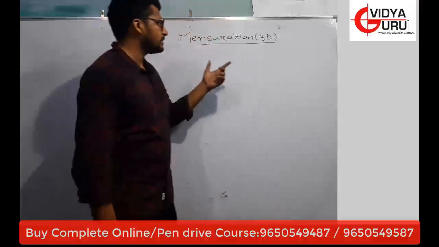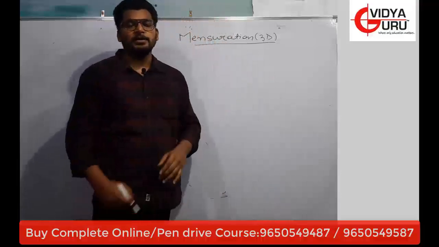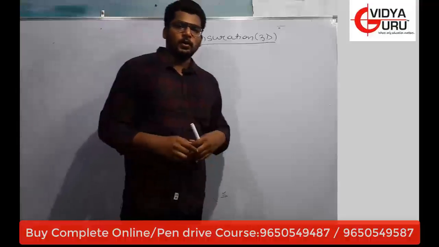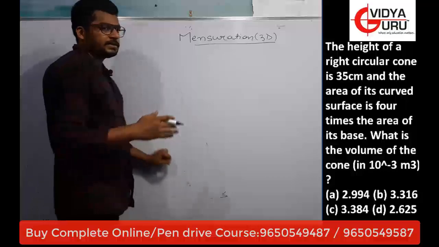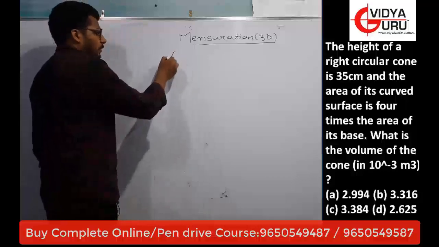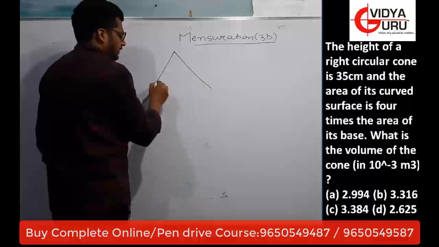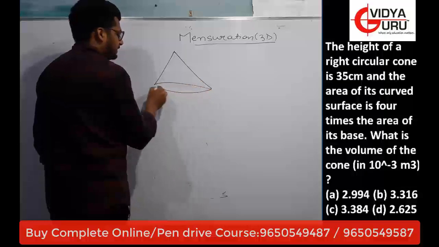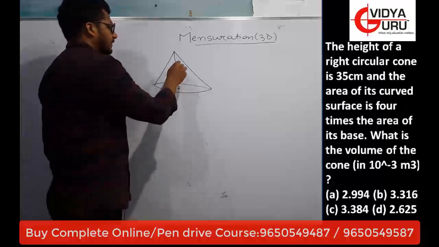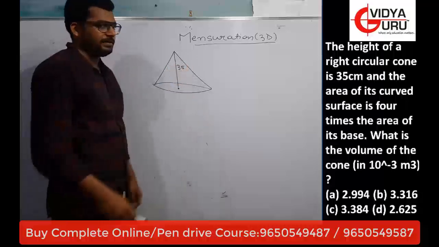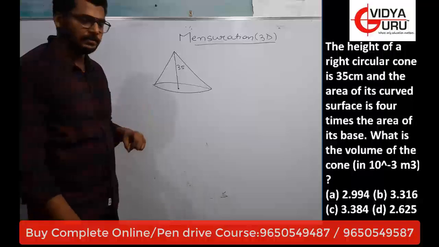Today we are going to discuss some important questions of mensuration 3D. So coming on to our first question. What is the first question saying? The height of a right circular cone is given. A cone is given and its height is given, 35 centimeter. And the question is asking about the area of its curved surface.